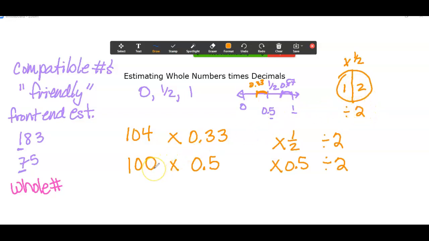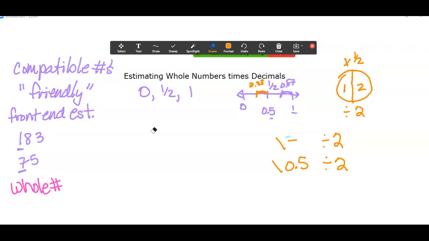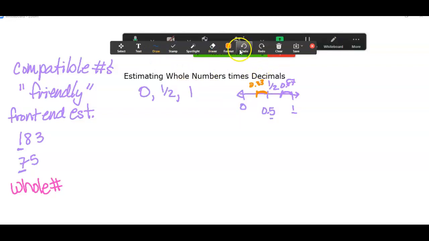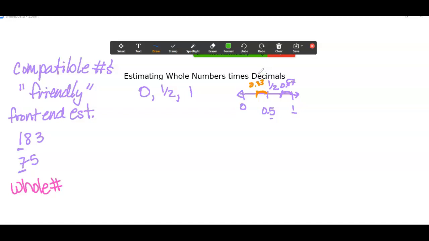So take 100, and you multiply times a half, which means divide by 2. So what is half of 100? Well, that would be 50. So my estimate here would be 50. And that concept of dividing by 2 or multiplying by a half is a very important concept that you will do a lot more of next year when you go to 6th grade.